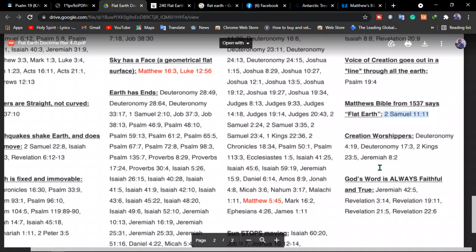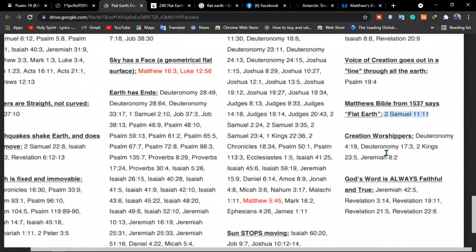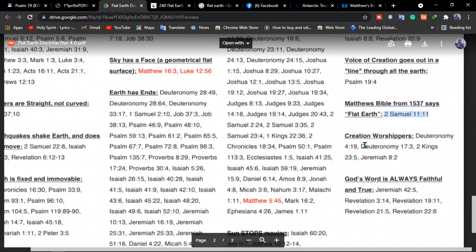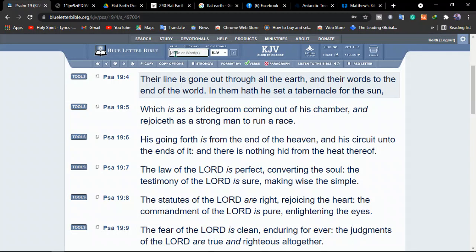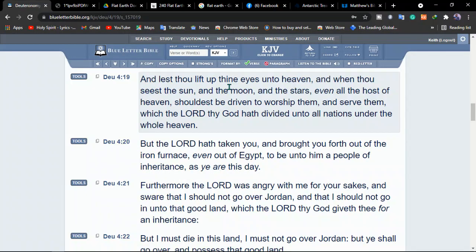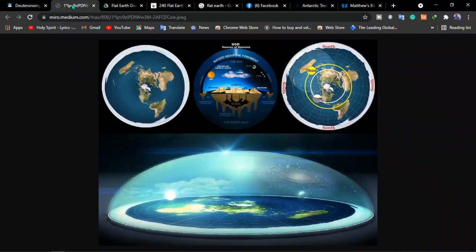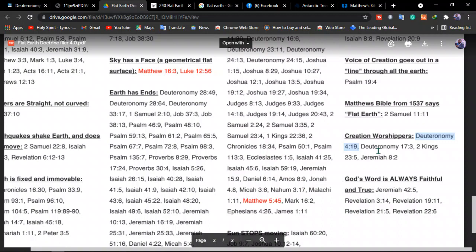Okay. Creation worshippers. Deuteronomy 4:19 talks about creation worshippers. It says, lest thou lift up thine eyes unto heaven, and when thou seest the sun and the moon and the stars, even all the host of heaven, shouldest be driven to worship them and serve them, which the Lord thy God hath divided unto all nations under the whole heaven. You see, you lift your eyes unto heaven, and when you see the sun and the moon, when you're lifting your eyes, where are you? You're here, lifting up your eyes and you see the sun and the moon and the stars and the heavens.